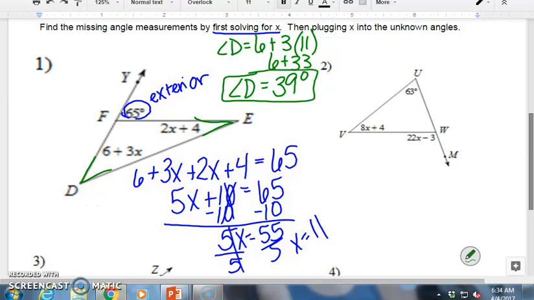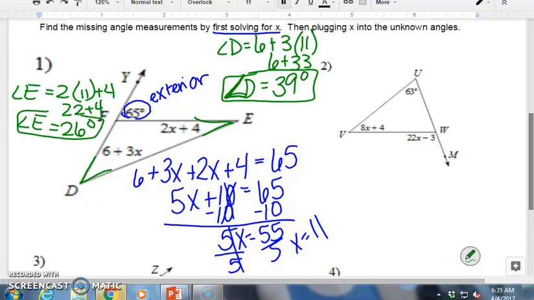And guys, you have to label which angle is which, by using angle D. And then I have to do the same thing for angle E. So angle E is 2 times 11 plus 4. So I get 22 plus 4. So I get 26 equals angle E. 26 degrees equals angle E.